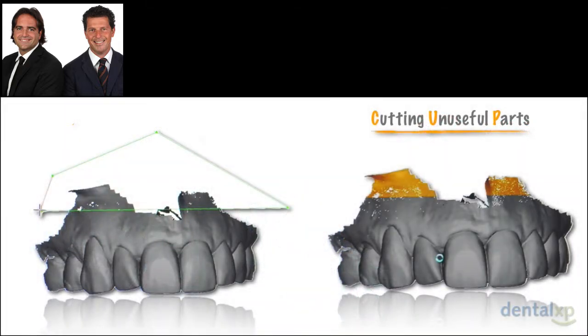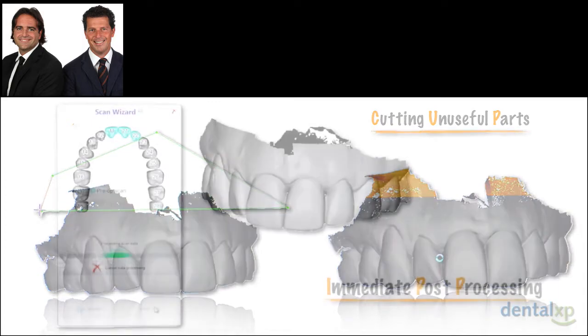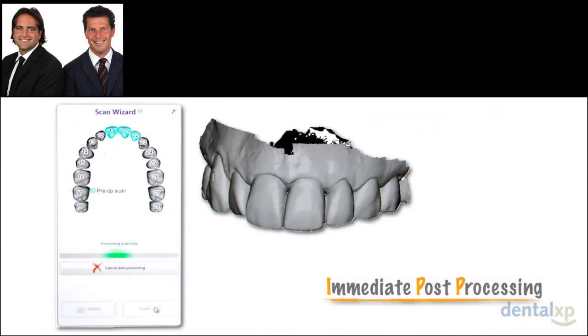At the end of the scan, for example, you can also do a cutting of unuseful parts in order to have lighter files. Since you can send the files in real time to your technician and to the milling center already, they can also see it. You want to have some light files, and so you can cut the unuseful parts, some less important areas that you really do not need. You can post-process the file immediately.